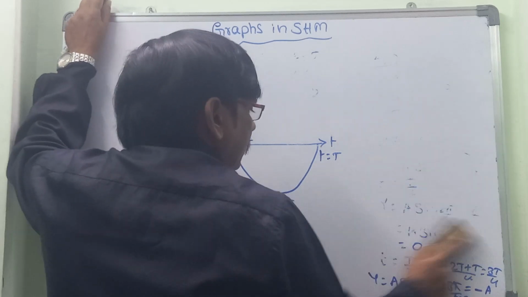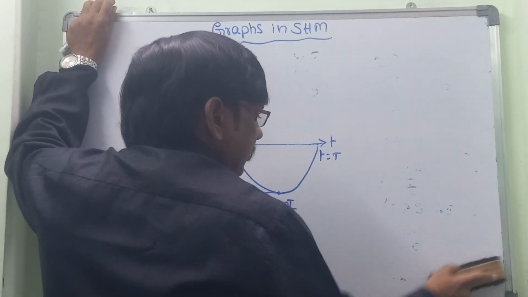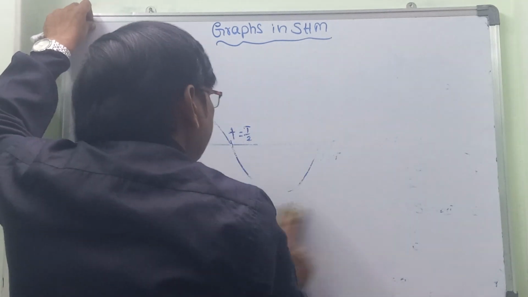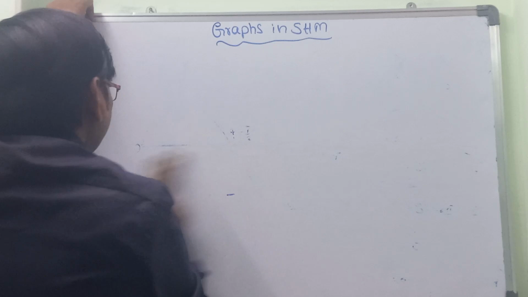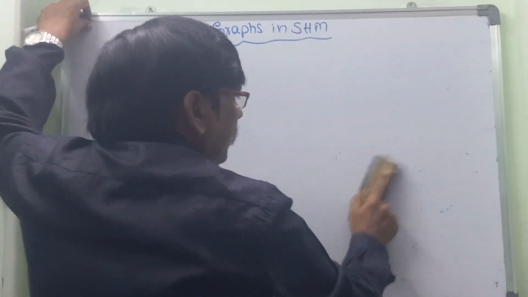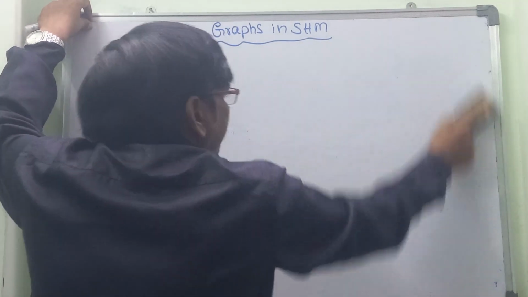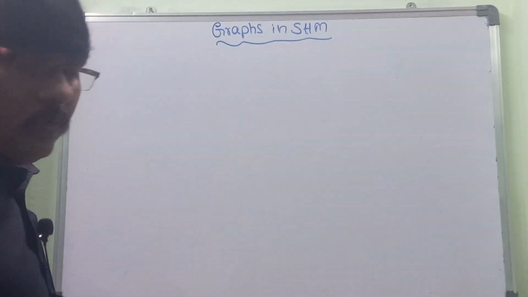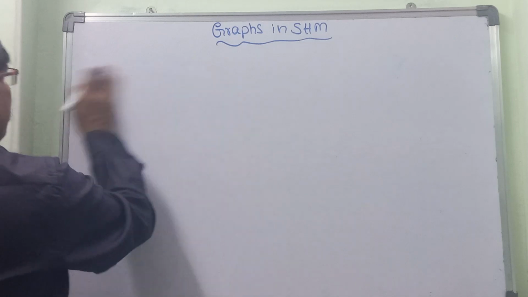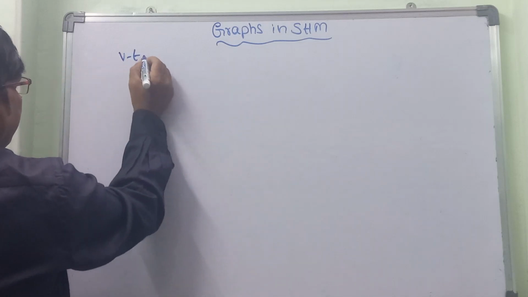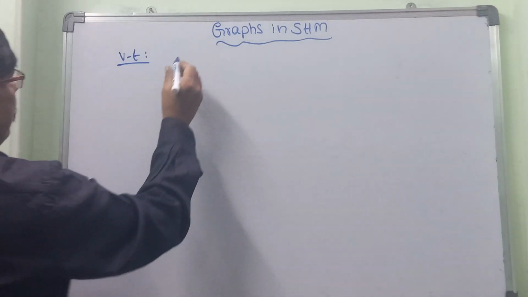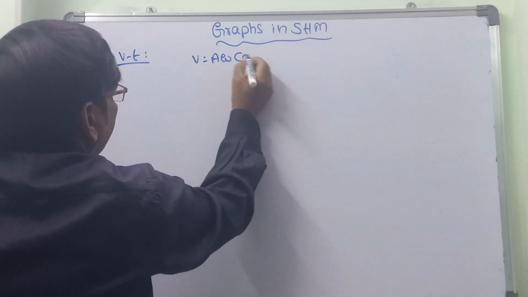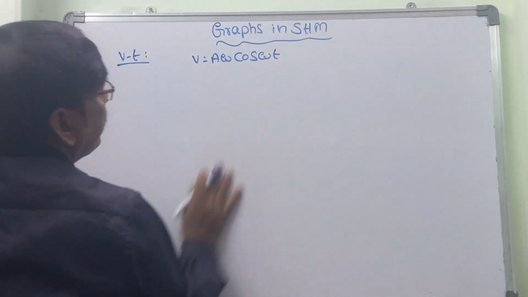So if we are to take the velocity-time graph, then the expression we have to take is v = aω sin ωt, sorry, cos ωt. So this is the velocity-time graph. For this one, we have to take v = aω cos ωt.